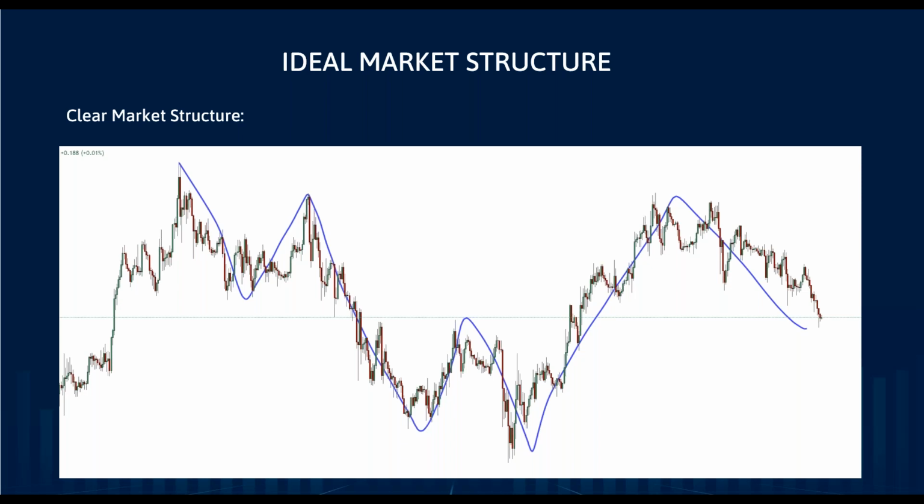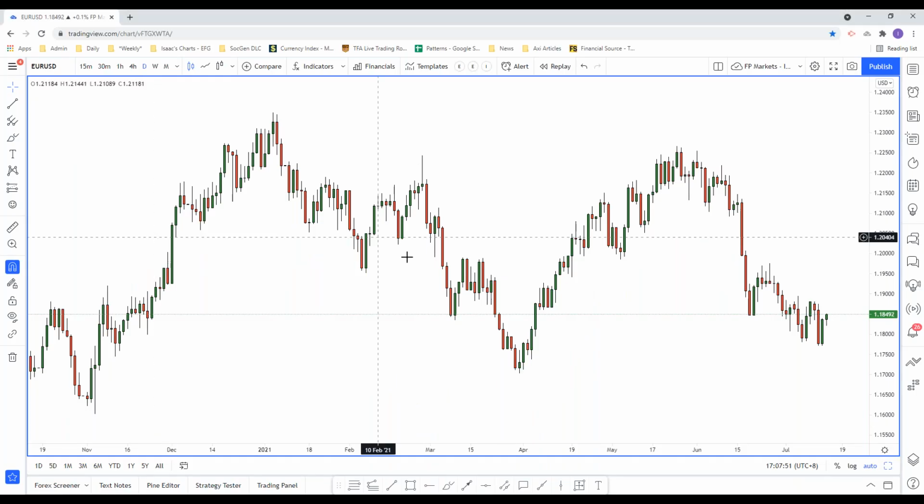So are all of you clear so far with regards to market structure? What constitutes a clear and unclear market structure? While waiting for your replies, I will move over to the charts for a while.